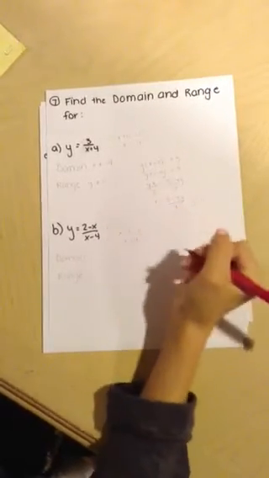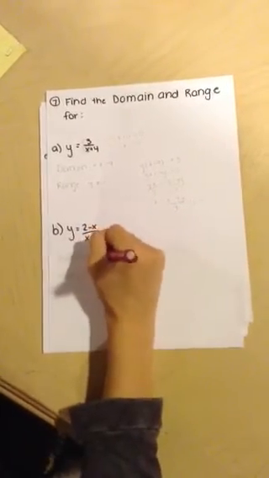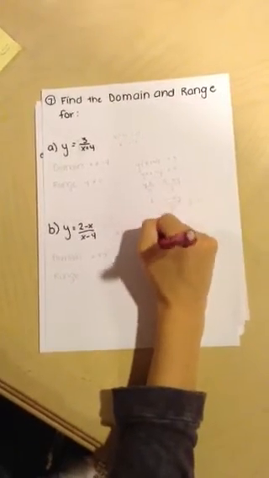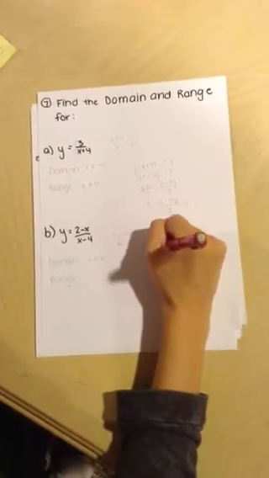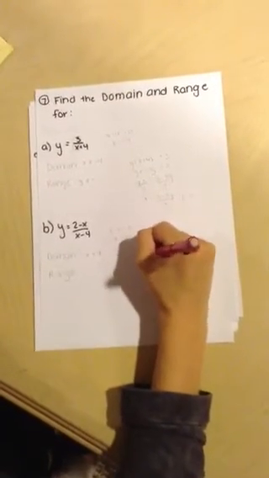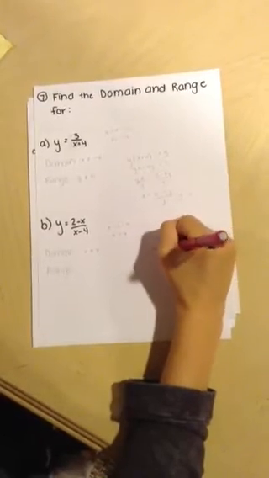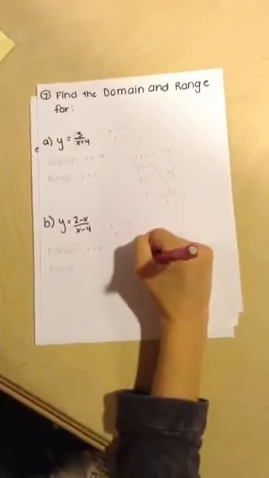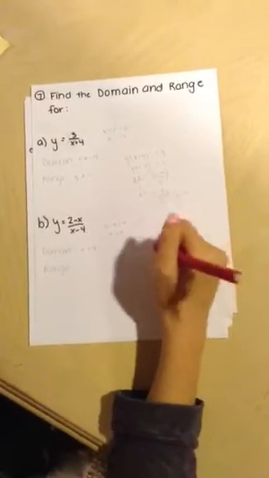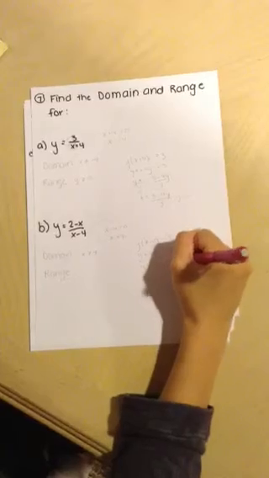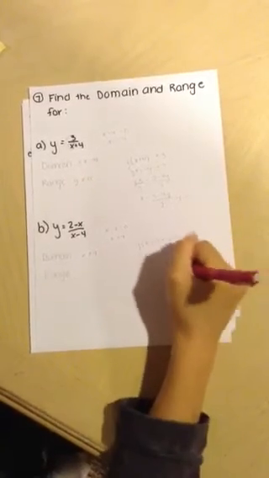Okay, for this next one, we're going to set equals 0 again, so x minus 4 equals 0, so x equals 4. So you know the domain is x does not equal 4. Now for the range, cross multiply, y times x minus 4 equals 2 minus x. So yx minus 4y equals 2 minus x.